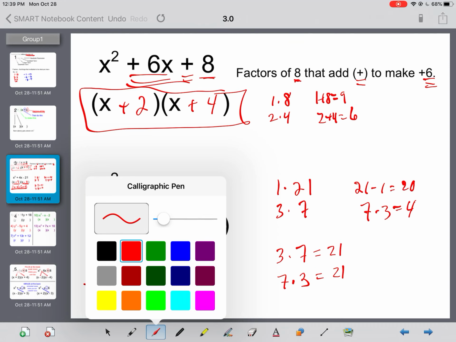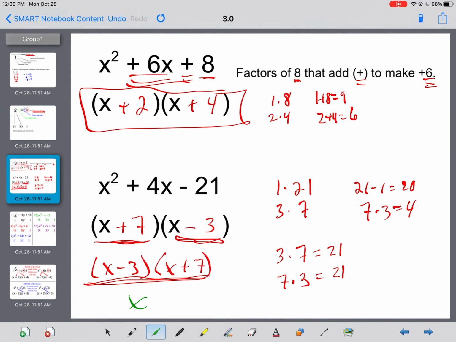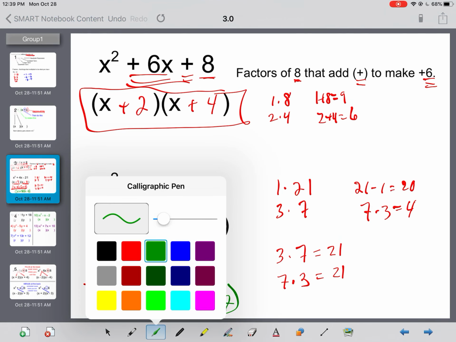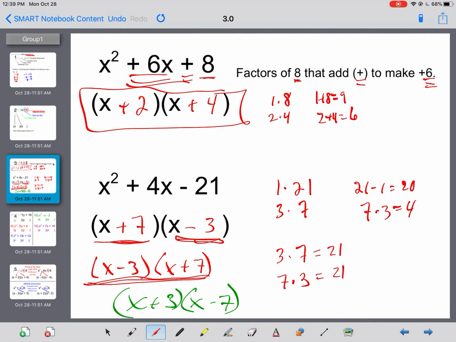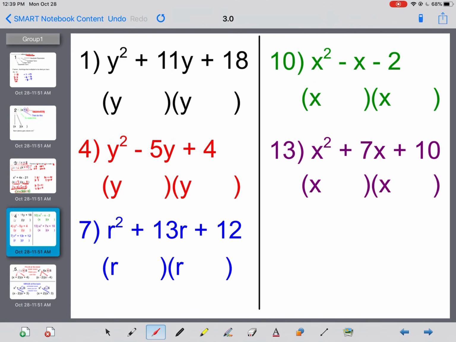Now what wouldn't work, what would be a no-no, is x plus 3 times x minus 7. That doesn't work because you do get negative 21 at the back when you multiply the last terms, but when you add the middle like terms, the 3x and the negative 7x is going to give you negative 4x, which is a no-no.